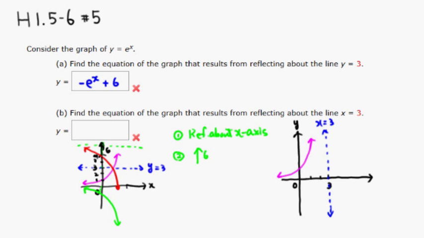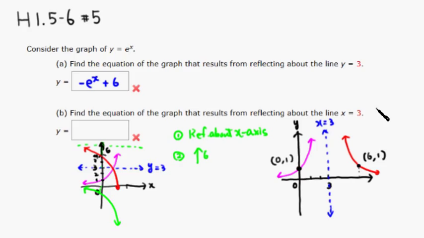If you reflect it about this line, you're going to have a curve which looks like this. Let's put some points here. This point right here is 0, 1. If you reflect about x equals 3, this is going to be 3 and that's going to be 6. So this point is going to be at 6, 1.